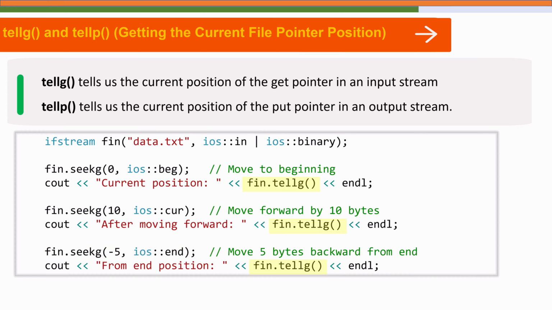Similarly, tellp works for output file streams, showing where the next write operation will take place. So these two functions are extremely useful when performing random access file operations. Let's now see in action how the write pointer, or the put pointer, moves inside a file, and we will also observe how tellp reports its position after writing.